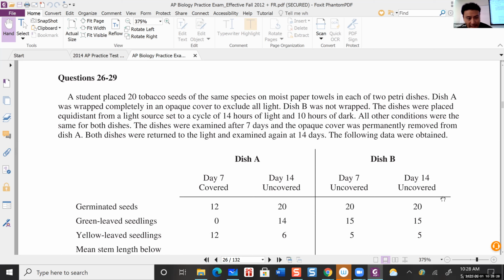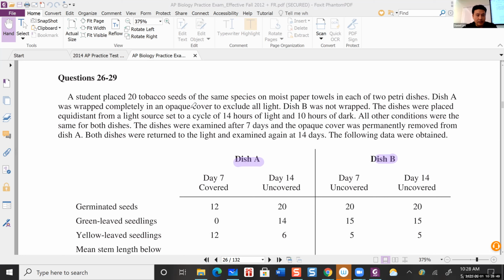All right, so I should have finished reading. I'm just going to read it again. Now, you have 20 tobacco seeds of the same species on moist paper towel, and you have two petri dishes, A and B.